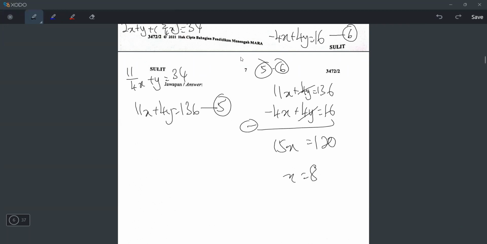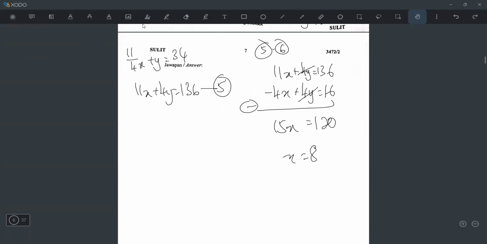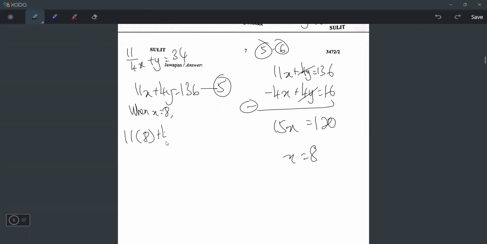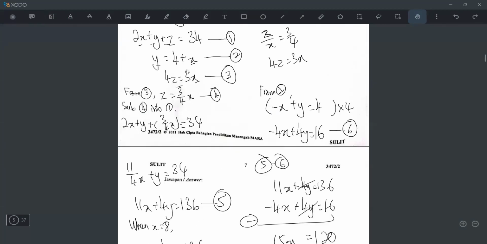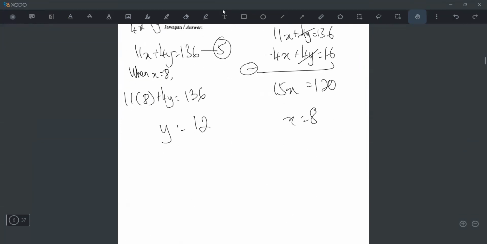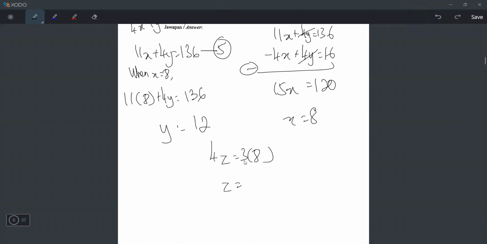But I still need to find y and z, so I can substitute into either one. Let's say I substitute into this one. So when x equals 8, 11 times 8 plus 4y equals 136. So 4y equals 136 minus 88, equals 48, divided by 4 is 12. And I want to find z also. I can substitute into equation 3. So 4z equals 3x, x is 8. So z equals 24 over 4, which is 6. So the answer is x equals 8, y equals 12, z equals 6. All right, so that is the final answer.